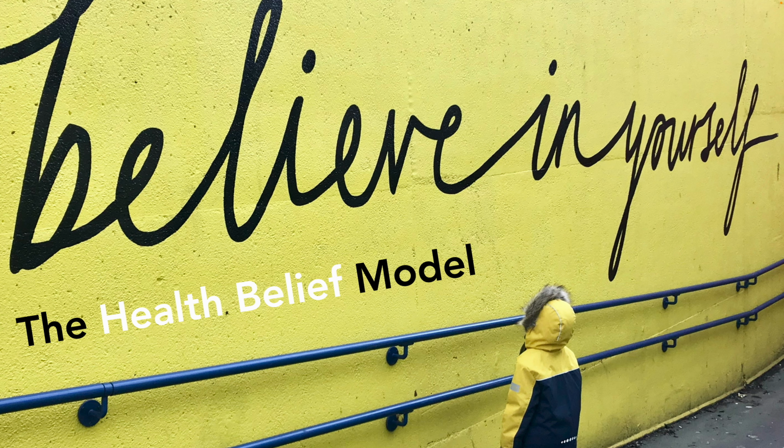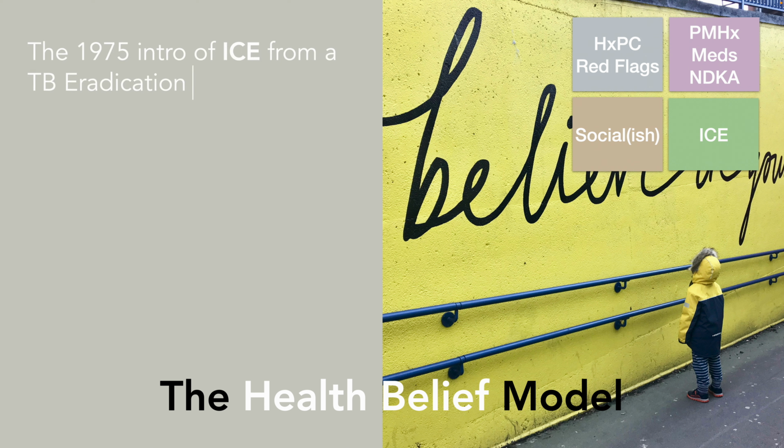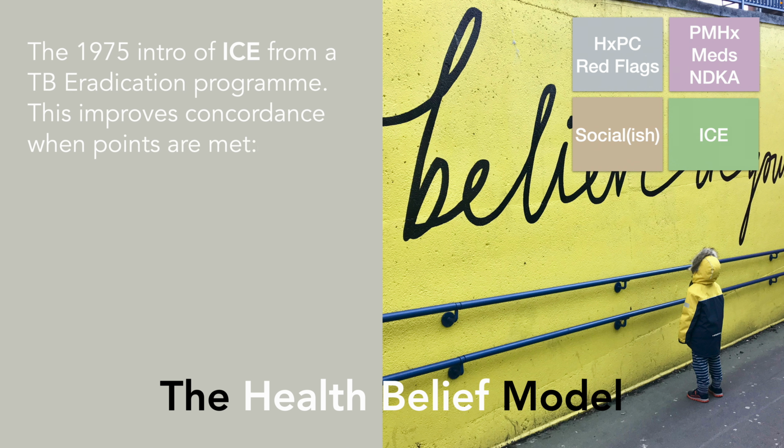The second one here, the health belief model. So this is 1975. So it's the introduction of ICE from a TB eradication program. So this basically said, okay, from the TB eradication program, what worked? And they found that there were 6 pearls for improved concordance. So when these are met, then outcomes are improved.